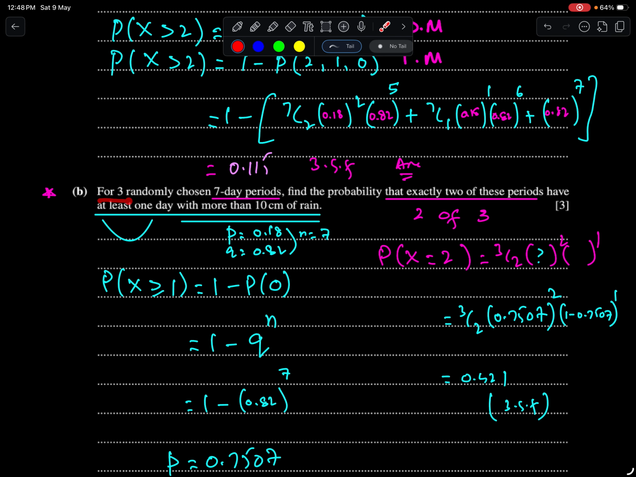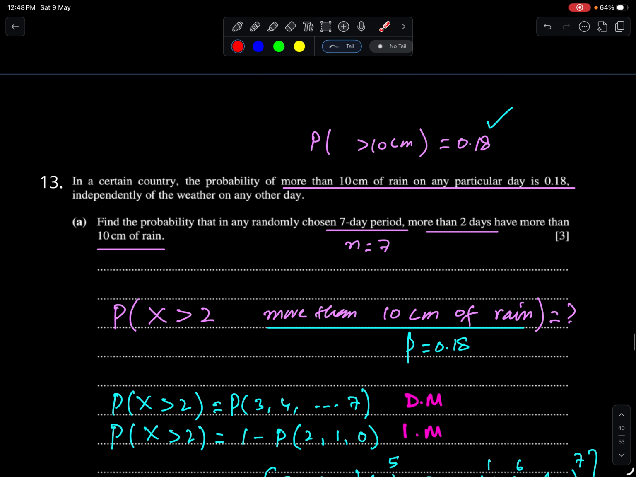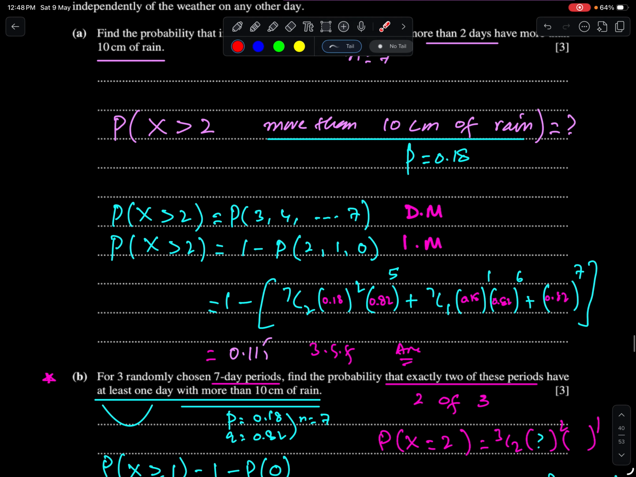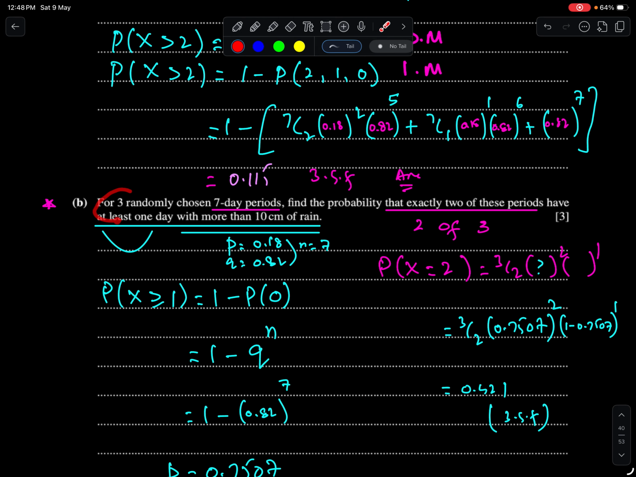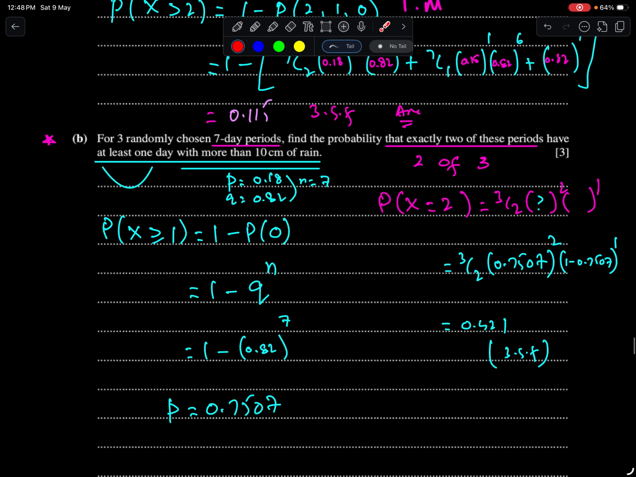Alright, for 3 randomly chosen 7-day periods. Now this is extremely important. This is just 1 7-day period, and these are 3 7-day periods: 7-day 1, 2, 3. So 3 7-day periods. Find the probability that exactly 2 of these periods have at least 1 day with more than 10 centimeter of rain. Let me explain this in detail.